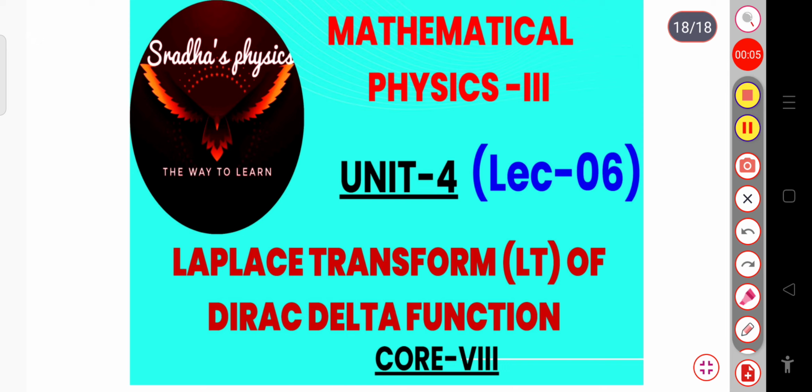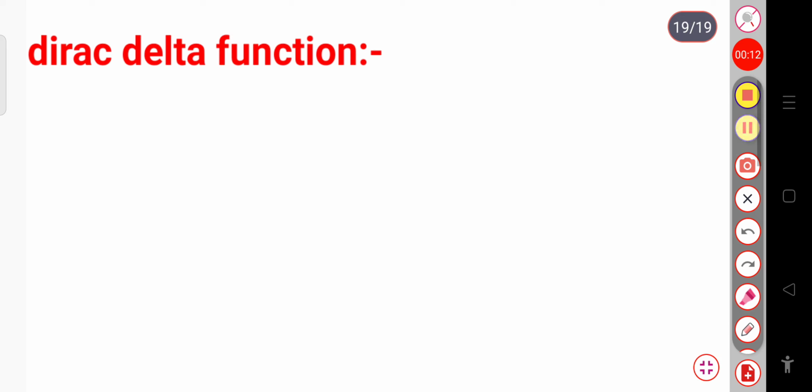Today we will see the Laplace transform of the Dirac delta function. Now let us start. First of all, let me define what the Dirac delta function is. Especially, I will explain what type of function it is.